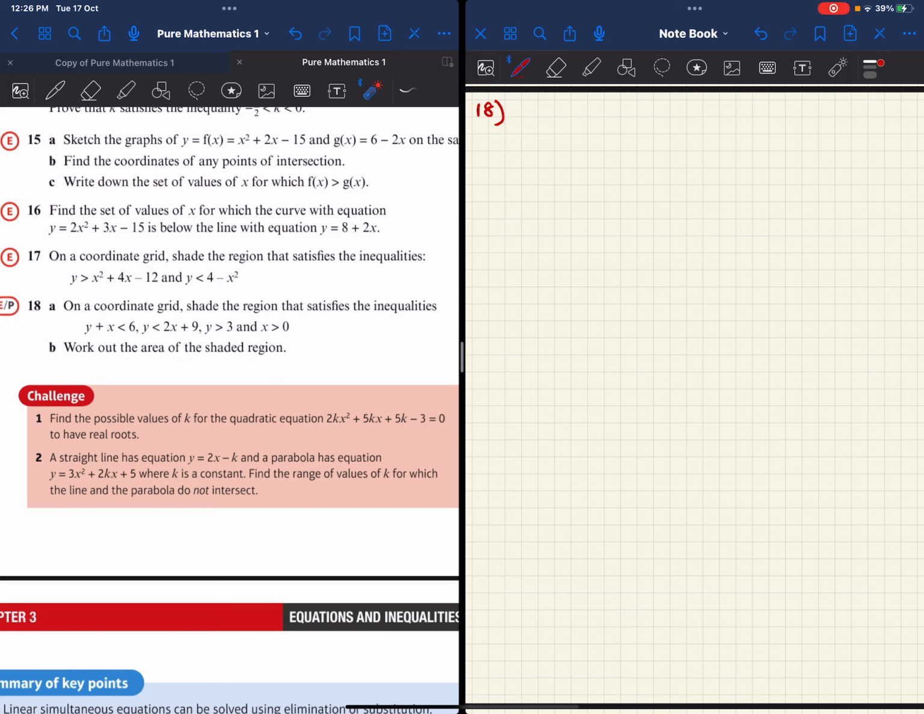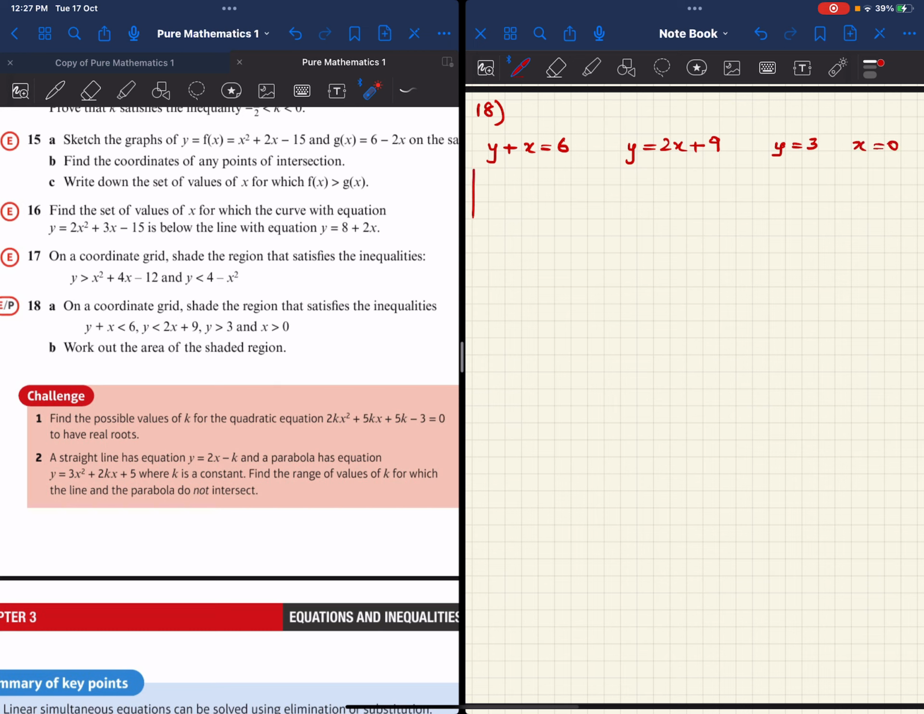In order to find the region for the inequalities, first we must always draw the line. So let's write the lines for all the inequalities. The first one is y plus x is less than 6, so it's going to be y plus x is equal to 6, since we first want to find the line. The second one is y is equal to 2x plus 9. The third one is y is equal to 3. And the fourth one is x is equal to 0.